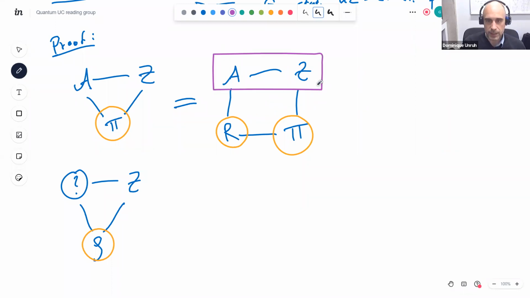And now we can draw a box around these two, meaning that we construct one machine that just simulates those two. And this machine here internally is quantum, but the communication is purely classical. So we can replace this by a classical exponential time simulation of this combination of two machines.